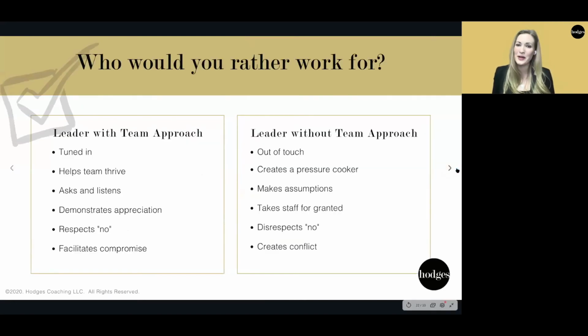So, who would you rather work for? A leader with a team approach or a leader without a team approach? So, without a team approach, without using these five elements of team leadership, they're probably going to be out of touch as opposed to tuned in and seen, and really connecting with their staff. They'll probably create a pressure cooker instead of a safe environment that helps their team thrive. They'll make a lot of assumptions about what's okay instead of asking and listening, really listening.